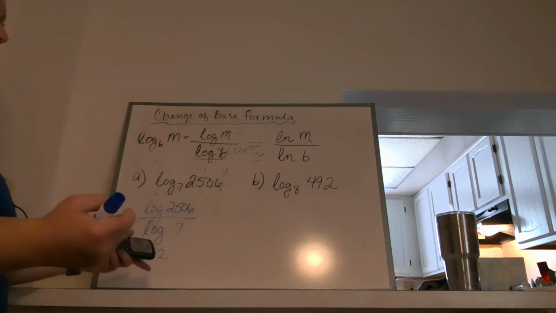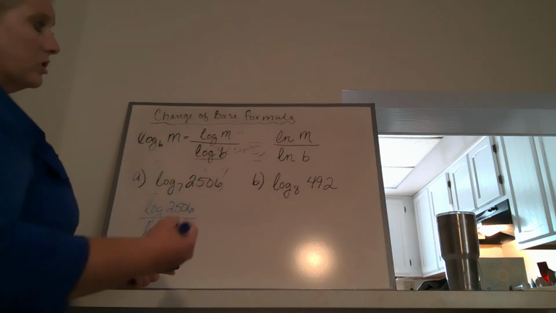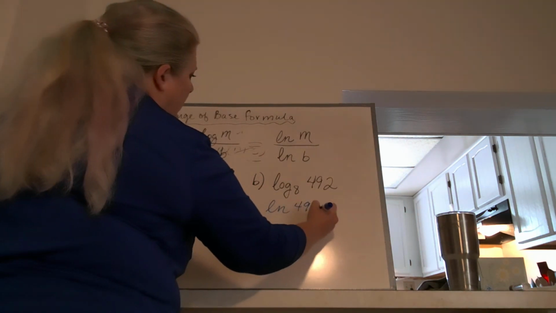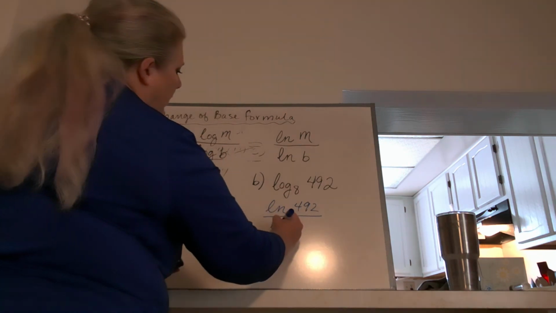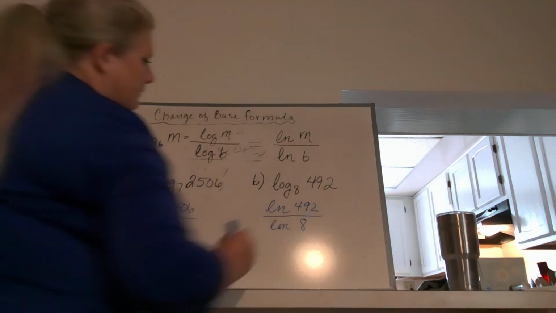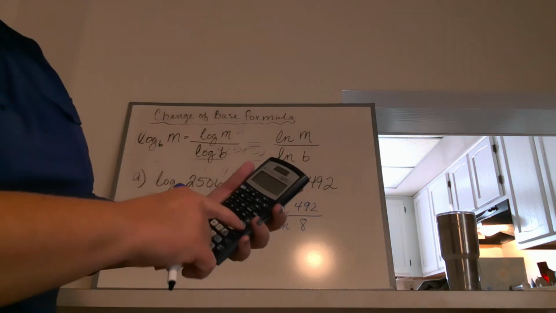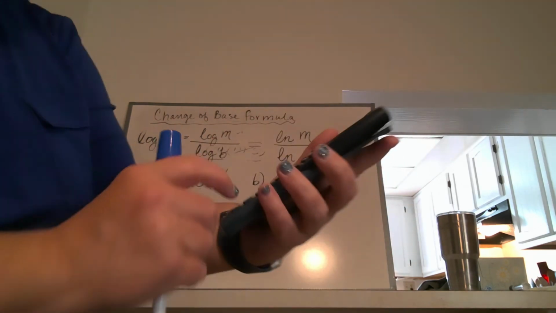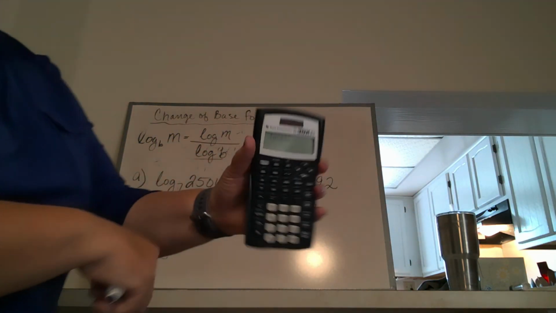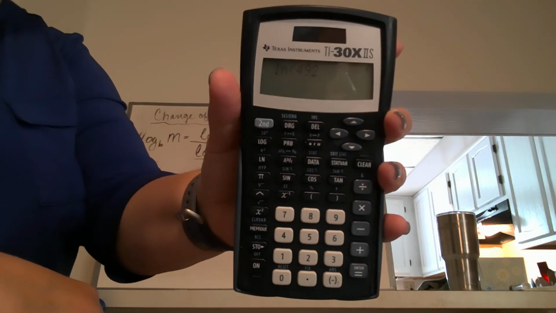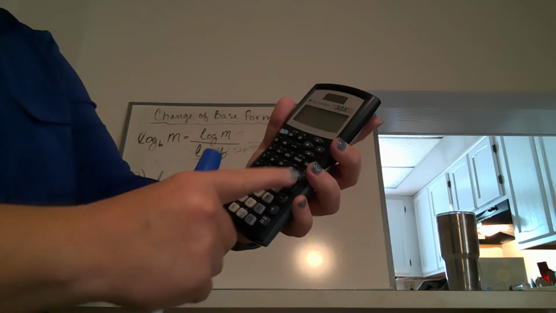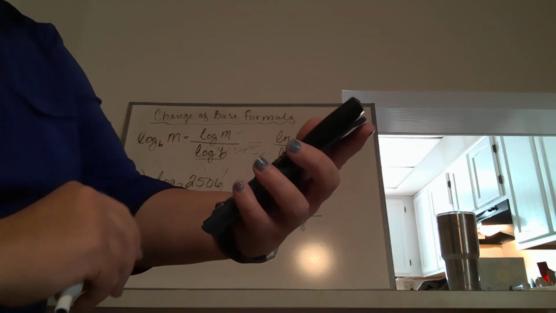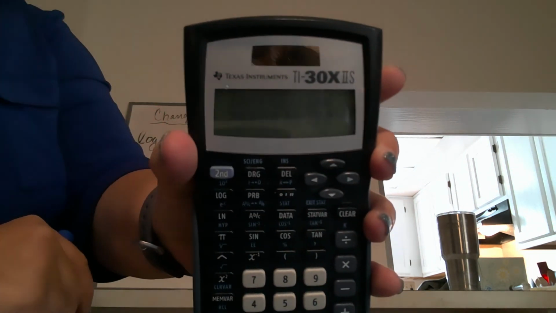You can also do this with the natural log. So this next one, let's just use the natural log because we can. It's going to be the natural log of 492 divided by the natural log of 8. Okay, so in the calculator, I'm just going to hit the natural log of 492, and maybe you can see that it opened up parentheses. I got to close those. Divided by the natural log of 8, and we get 2.98.